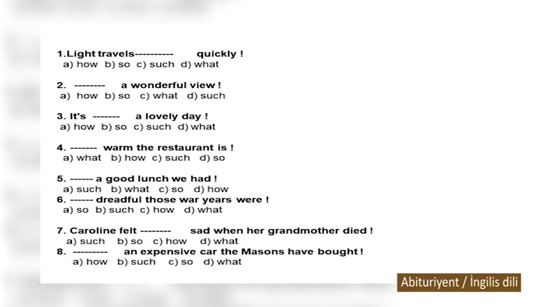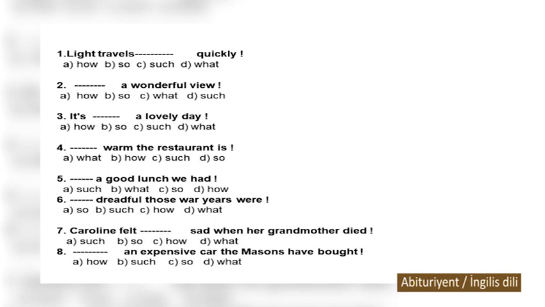Sentence 2. You see here, gap, a wonderful view. You know, if you see article a, it means an indefinite article, we'll take what but not how. Yes, what a wonderful view.